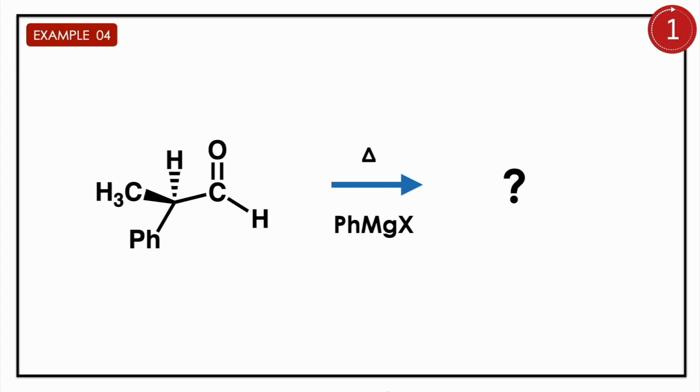Then the next example. Here you have a carbonyl, that is an aldehyde. The attachment is a chiral carbon which is in the alpha position. You have methyl, hydrogen and phenyl. Methyl above the plane, hydrogen below the plane. You are heating it up. The Grignard reagent you are using is phenyl magnesium halide. You should find what will be the final product.